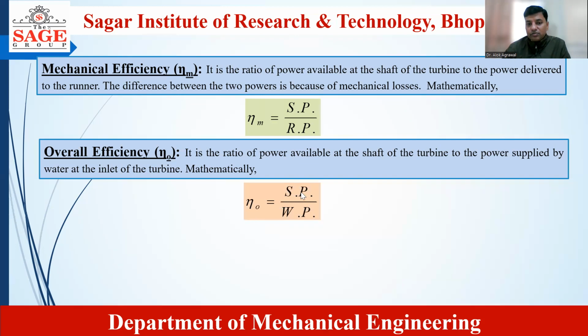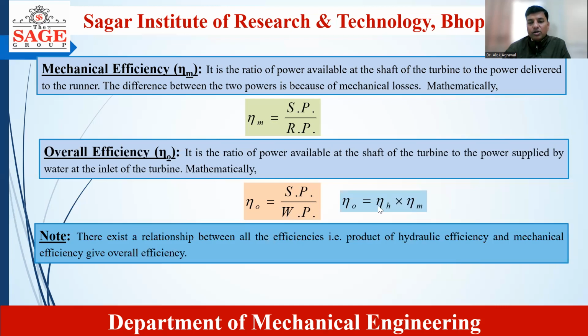And if we see this formula closely, we will see that this overall efficiency is the product of mechanical efficiency and hydraulic efficiency. So this is the important relationship between the three types of efficiency. Okay. So when we multiply hydraulic efficiency and mechanical efficiency, what will we get? We will get overall efficiency. Okay, so I hope it is understood by all.